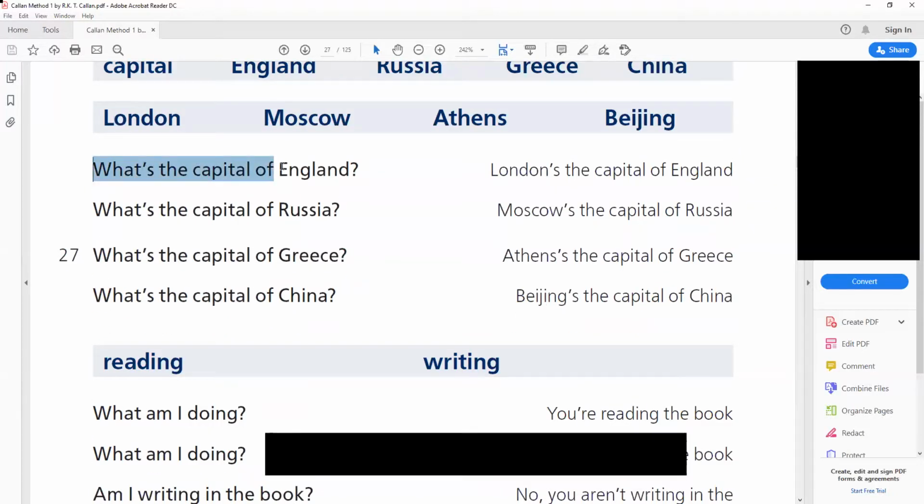London. What's the capital of England? Rafael, what's the capital of England? London, the capital of England. What's the capital of Russia? What's the capital of Russia, Marcela? Moscow's the capital of Russia.